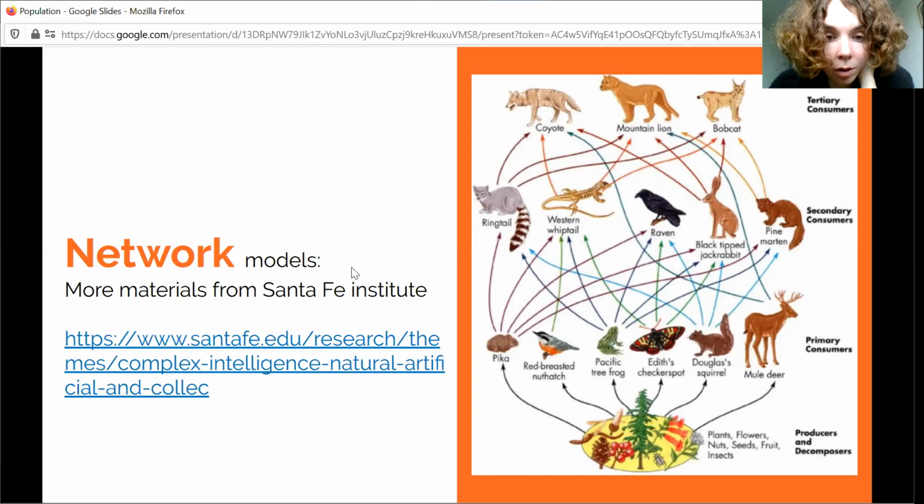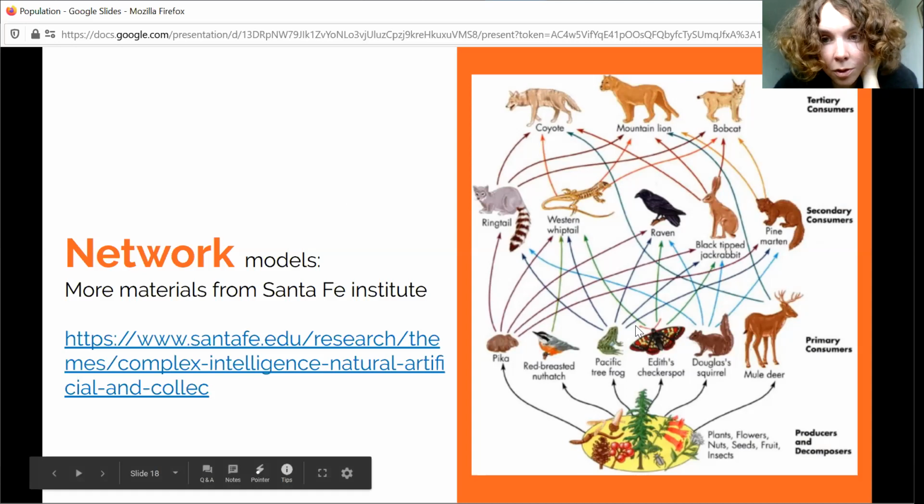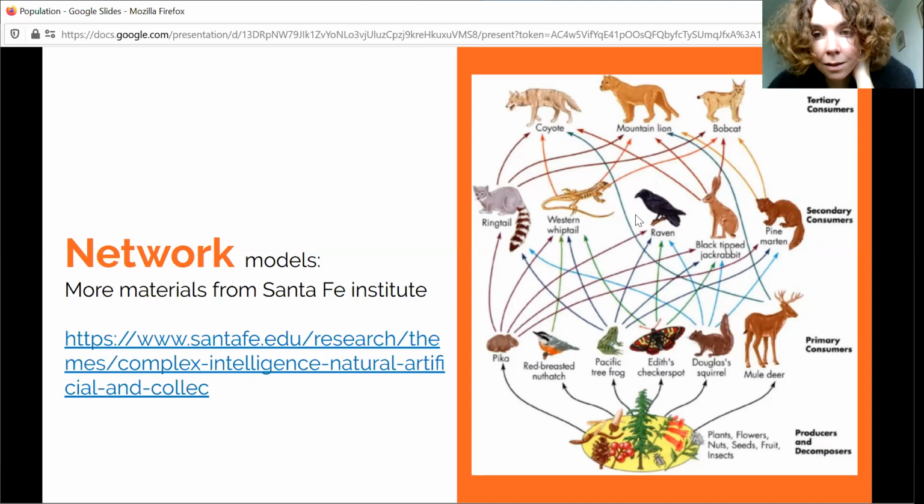And again, in the network representation of species connected to each other here, one link implies that one species is eating another one. It depends on the resources. It's a big research question.